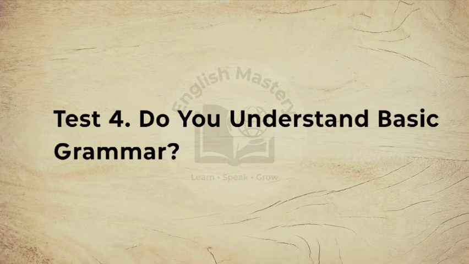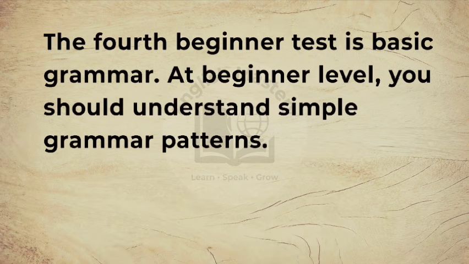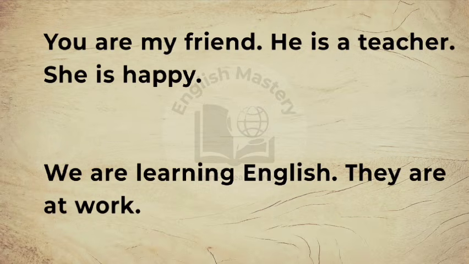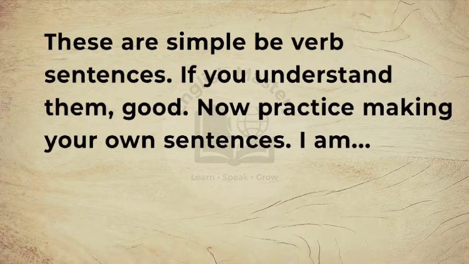Test 4. Do you understand basic grammar? The fourth beginner test is basic grammar. At beginner level, you should understand simple grammar patterns. For example, I am, you are, he is, she is, we are, they are. Now look at these sentences. I am a student. You are my friend. He is a teacher. She is happy. We are learning English. They are at work. These are simple be-verb sentences.